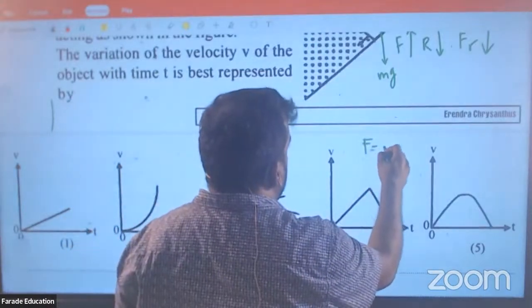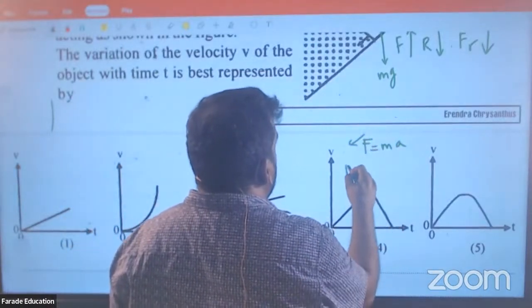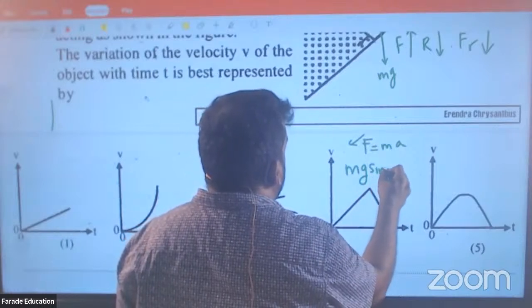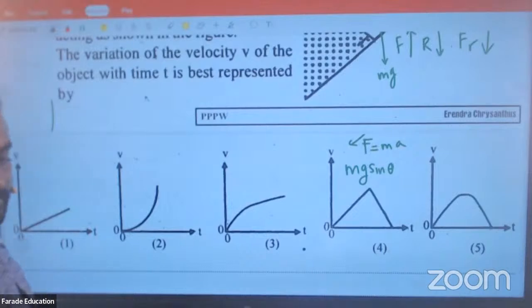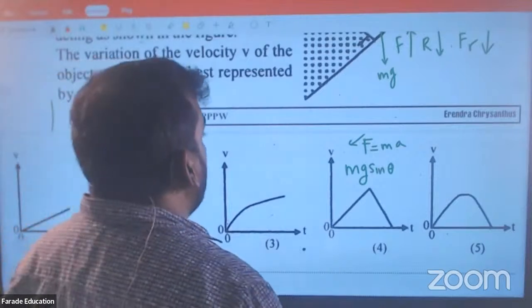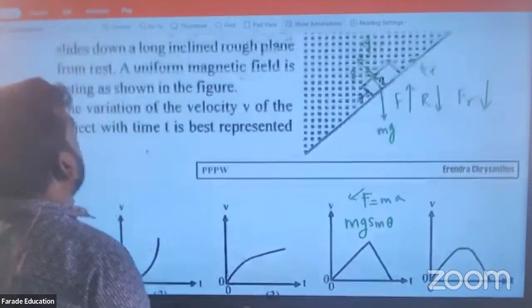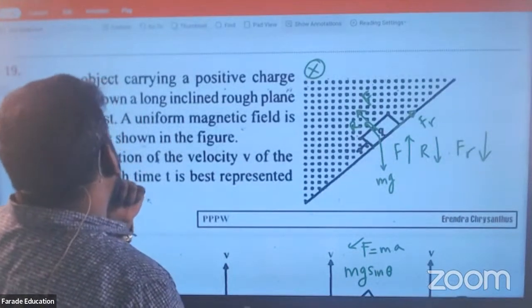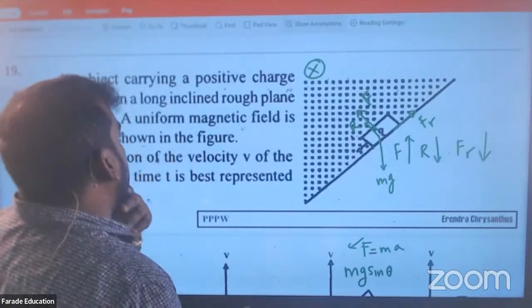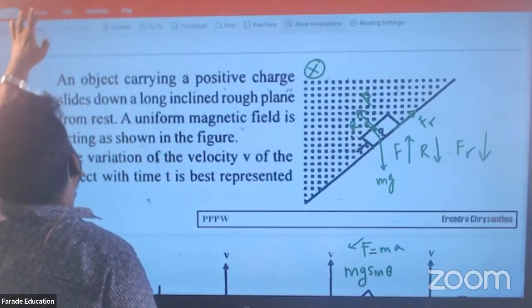So down the plane, mg sin theta. Positive charge moving down the plane. So when positive charge is moving down the plane, let me go back. They are telling a positive charge sliding down an inclined plane. So moving charge. Moving charge means, right.